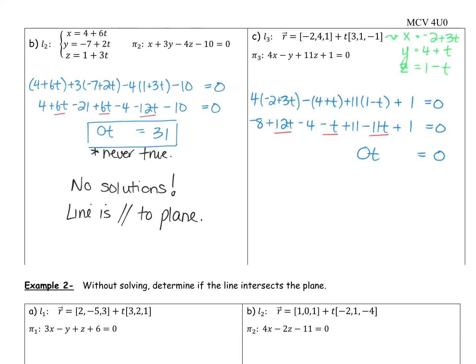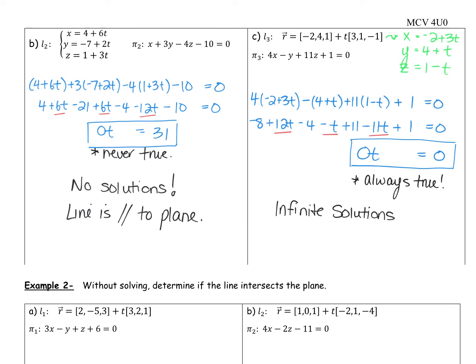Okay, so looking at this scenario, I hope that when you simplify, you can see that you get 0t equals 0. Again, we've seen that idea before, and we know that 0 times any value for t will always equal 0, so that is always true. Okay, so what do you think that means? That would mean there are infinite solutions. And in terms of the scenario, that means the line lies in the plane. I hope you can see that, and I hope that makes sense.